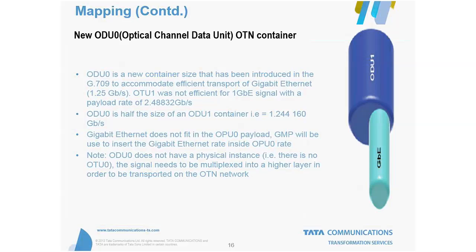And remember, this ODU 0 is not a physical instance. That's why this was not mentioned in the previous slide. So ODU 0 is specifically for these 1 gigabit Ethernet signals. And this will be half the size of ODU 1.